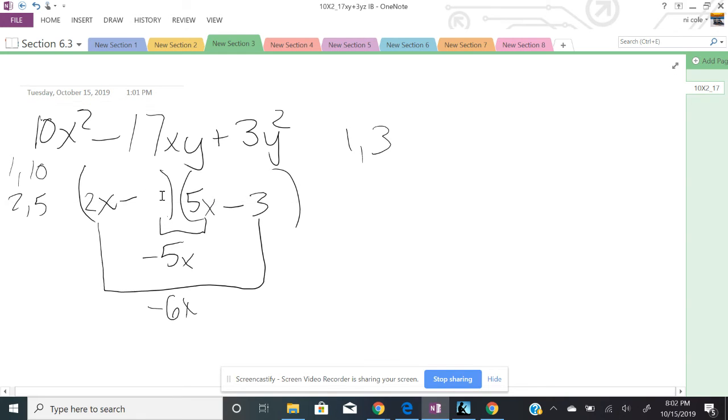3 and 3 and 1. So negative 3 times 5x gives me negative 15x, and 2x times 1x gives me negative 2x. Negative 15 plus negative 2 does sum up to negative 17x, which is what I want. So that's great.